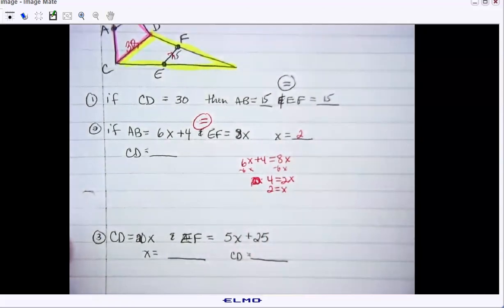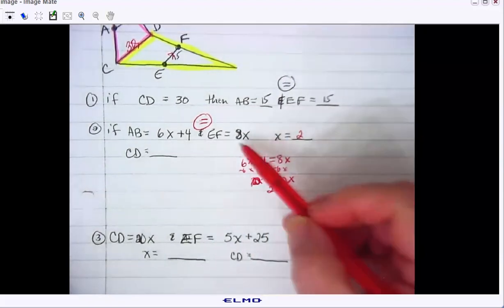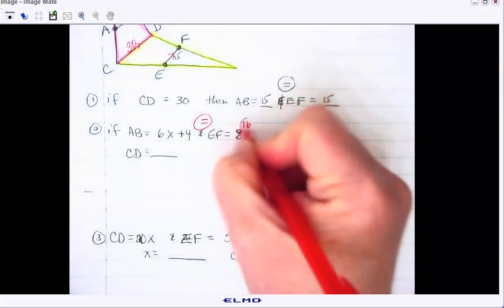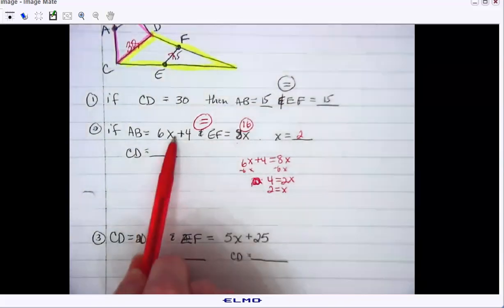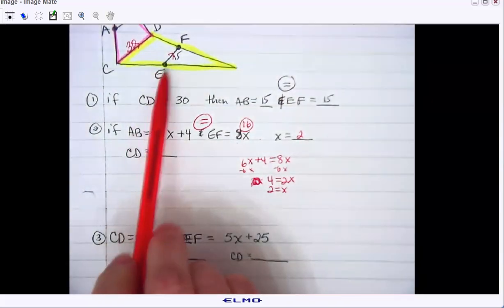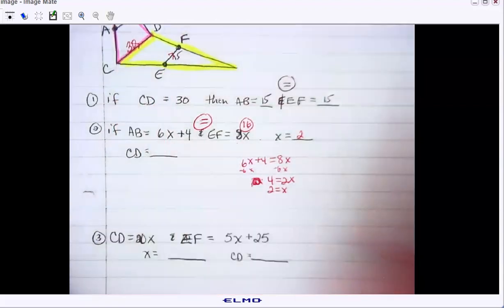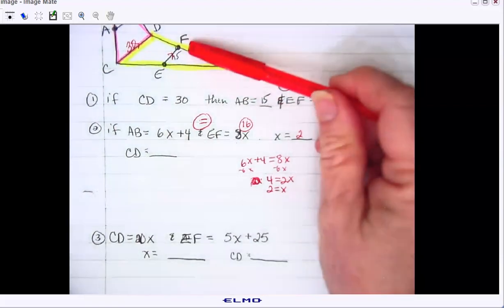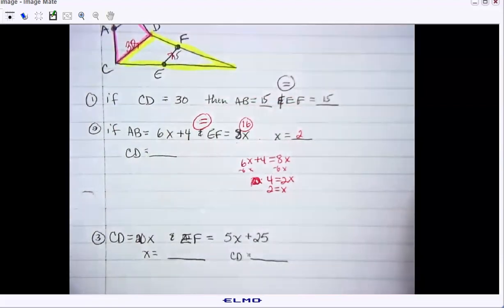So what does that make CD? Well, we'd have to find EF first. And EF is 2 times the x value, or 16. And this over here would be 16. So if EF is 16, what is that going to make CD? If EF is 16, what will that make CD?